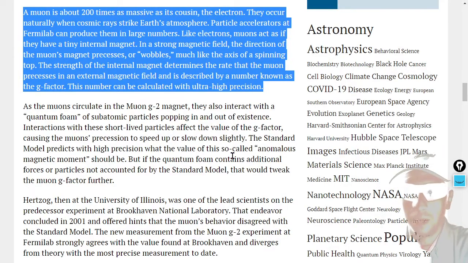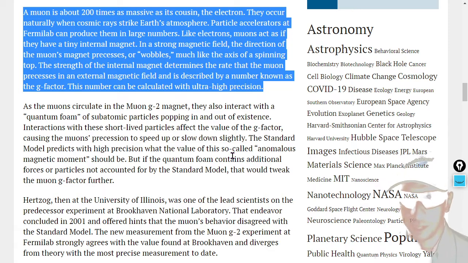Next, talking about muons, and let me preface this section with a quote from the article. A muon is about 200 times as massive as its cousin, the electron. They occur naturally when cosmic rays strike Earth's atmosphere. Particle accelerators at Fermilab can produce them in large numbers. Like electrons, muons act as if they have a tiny internal magnet.